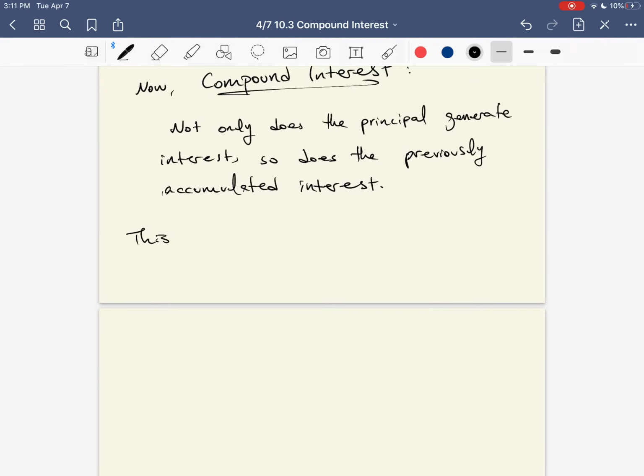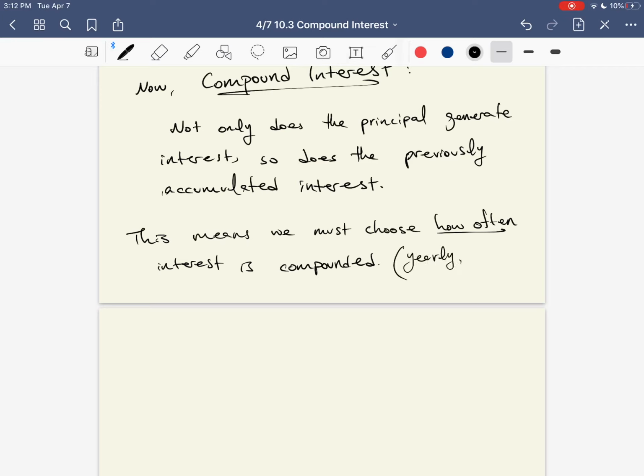This means we must choose how often interest is compounded. And this could be anything from yearly, which is pretty average, to quarterly, 4 times a year, even down to daily or continuously, which is what we'll lead up to with this lecture. How often the interest is compounded.